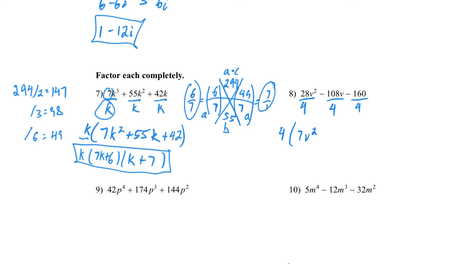So 108 divided by 4 is going to be 27. Keep it negative. And then 160 divided by 4, negative 40. So then once you got 27 there, once you got it to there, then you jump over to the star or the Khan Academy method.